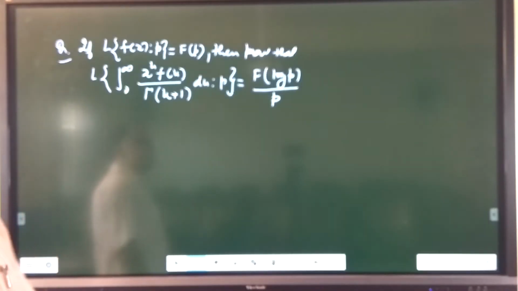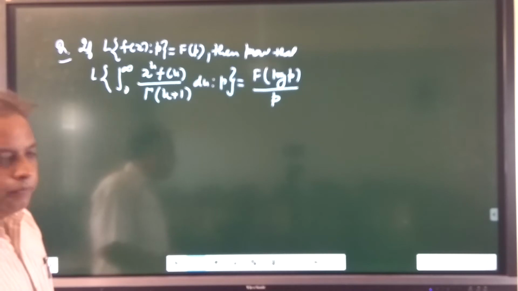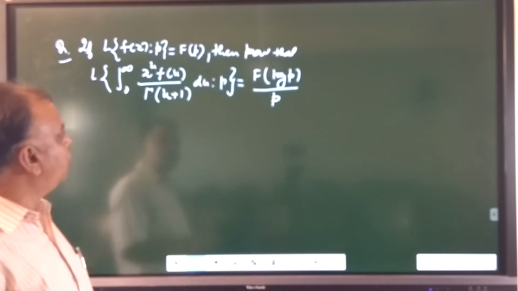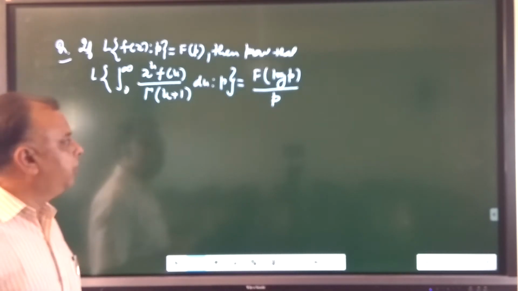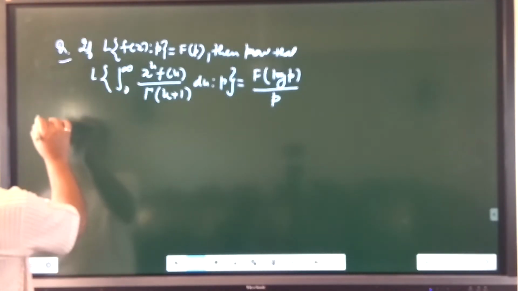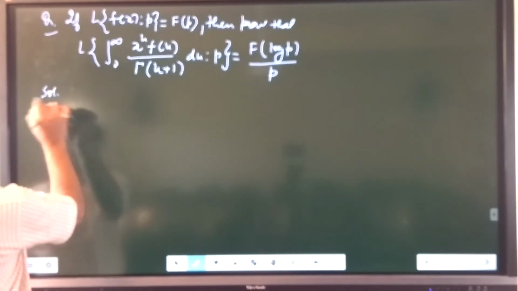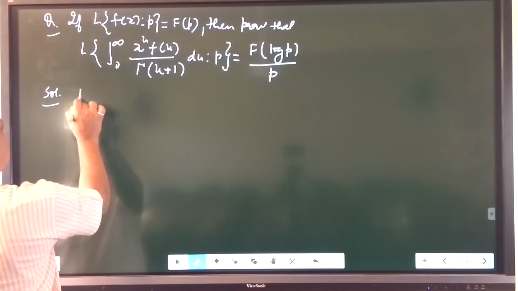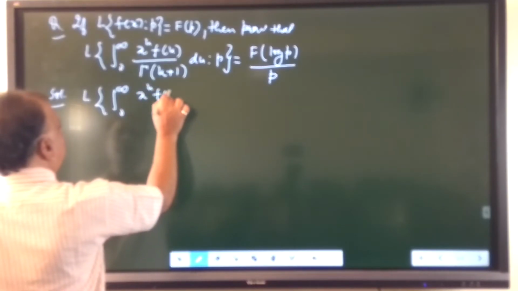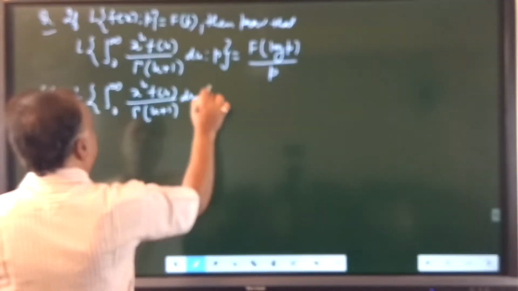If we take another problem, we have to prove that if the Laplace transformation of the function f(x) is equal to f(p), then the Laplace transformation of the integral from 0 to infinity of x raised to u f(u) upon gamma of u plus 1 du, with respect to p, is equal to f(log p) upon p. The solution of this problem: we have to find the Laplace transformation of the integral from 0 to infinity of x raised to u f(u) upon gamma of u plus 1 du with respect to p.